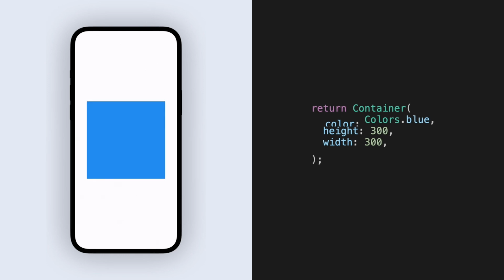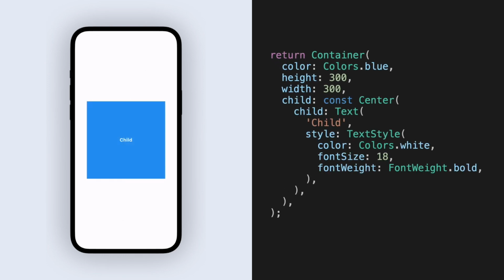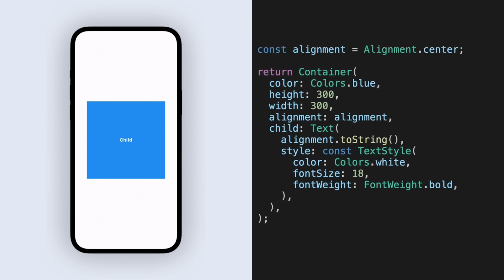Color property sets the color of the container. It's used to fill the background of the container. Cannot be used together with decoration. Child property is the content of the container. We can use any widget. We use the alignment property to align the child within the container.